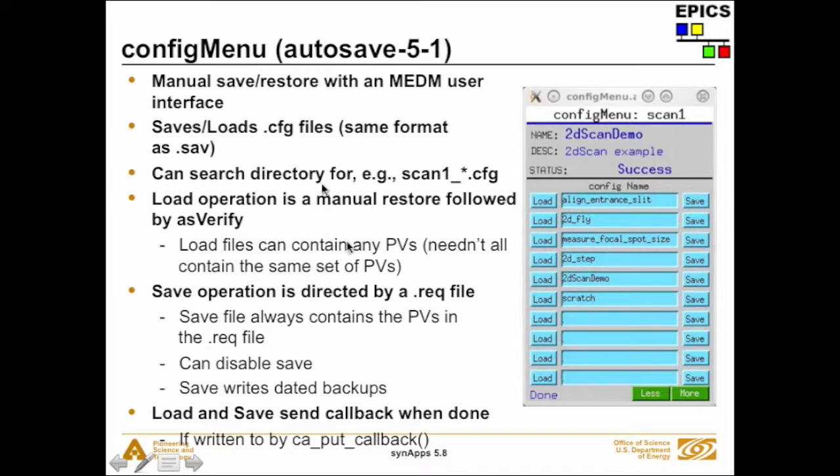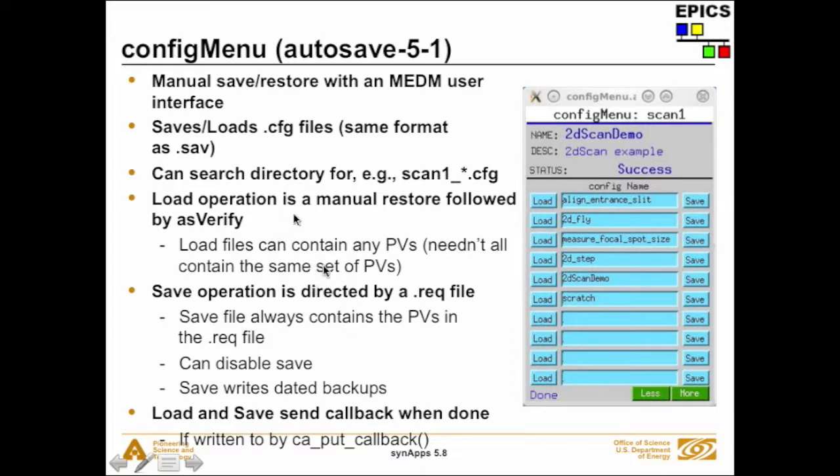So config menu knows how to search the autosave directory for all of these files, and it can populate a list of these things, and that's what it normally does at boot time. If you load a config menu instance called scan1, then config menu will search for files that fit this pattern, and when it finds them, it'll shove them into these menus. These are MBBO menus. Shove them into these menu PVs. And you actually can tell it to research that list anytime you want. It's on a bigger display, not the one I'm showing here.